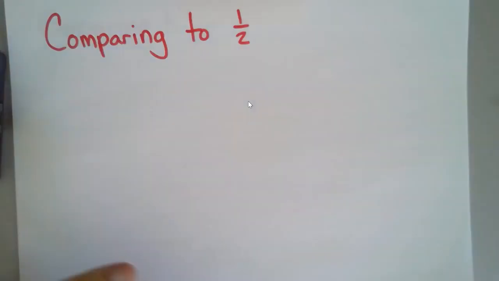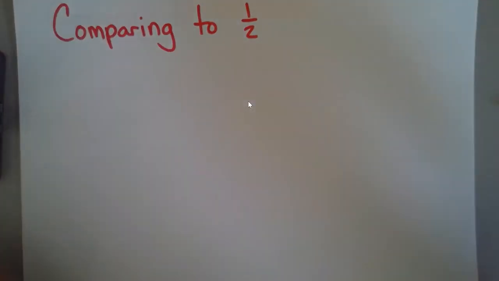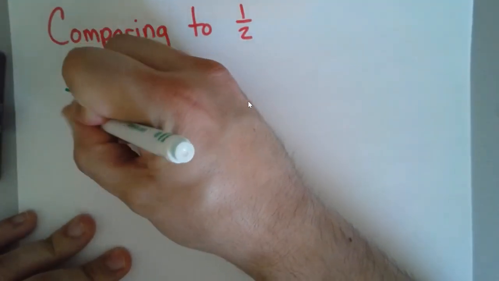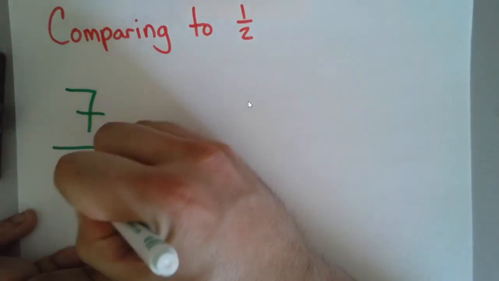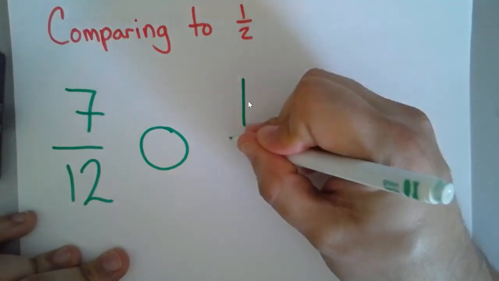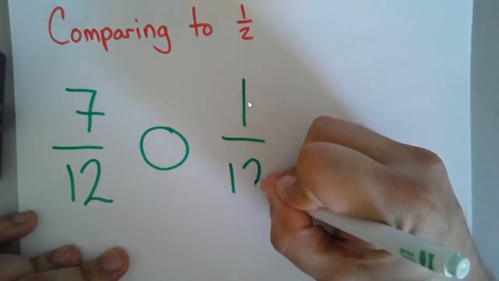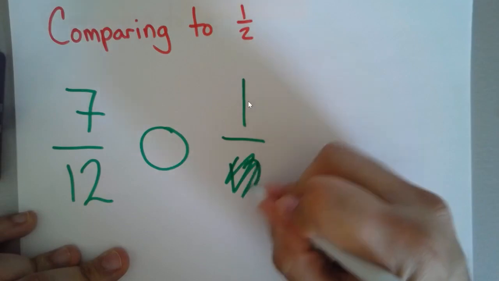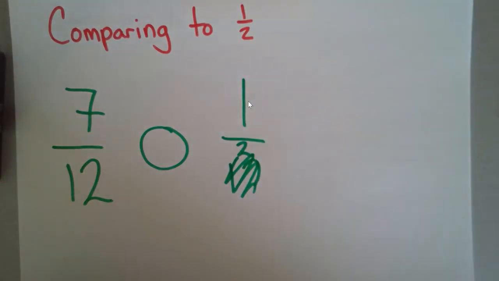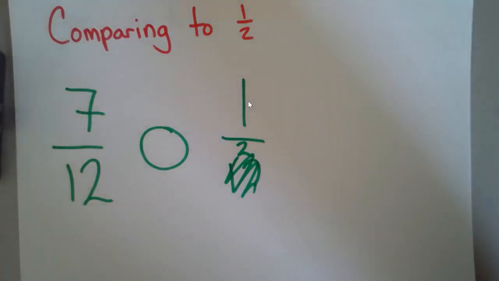Let's keep on going here. Let's try this next one, 7/12. A little bit harder. We're working with a larger denominator. 7/12 compared to 1/2. Forgive me, I'm just going to sneak that in because I don't have an eraser for my marker. Why don't you pause this recording right now and see if you can solve 7/12 compared to 1/2.